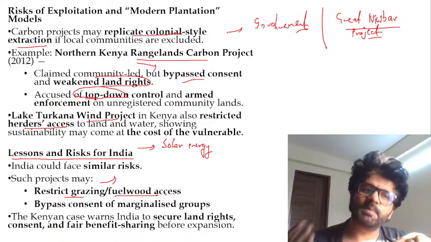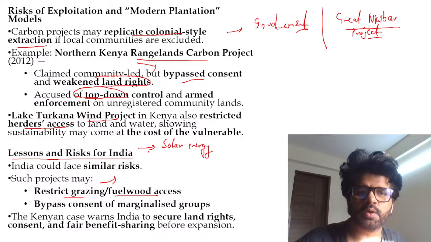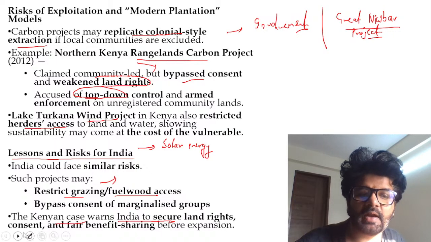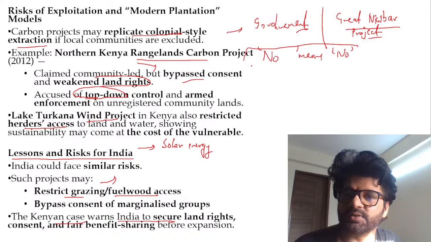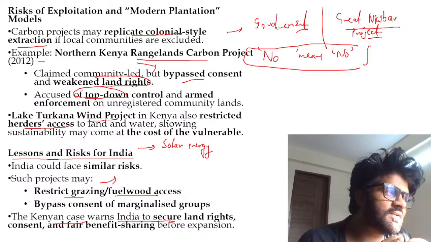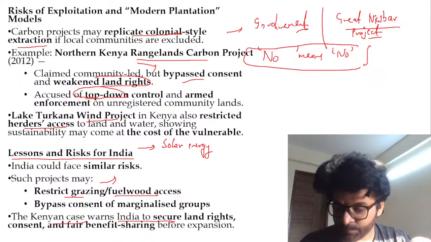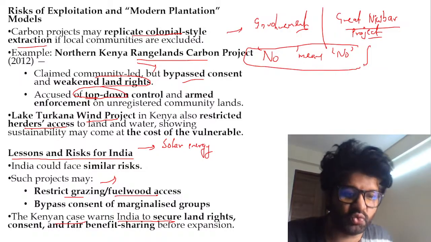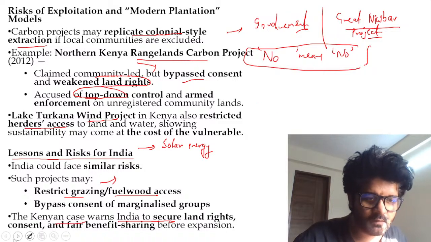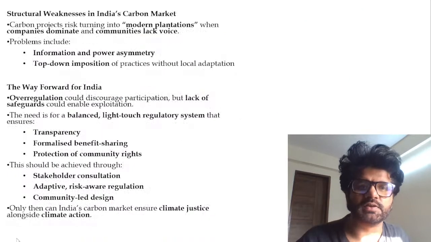This editorial is saying please don't do that. Then you are just repeating what is happening in Kenya. So the Kenyan case wants India to secure land rights and consent. Consent is very important. As somebody said, no means no. Niyamgiri Hills, etc. So what we are realizing via this particular editorial is, even if you're doing something for a noble purpose, there are still issues. It's not always a straightforward thing. Governance is not always a straightforward thing.